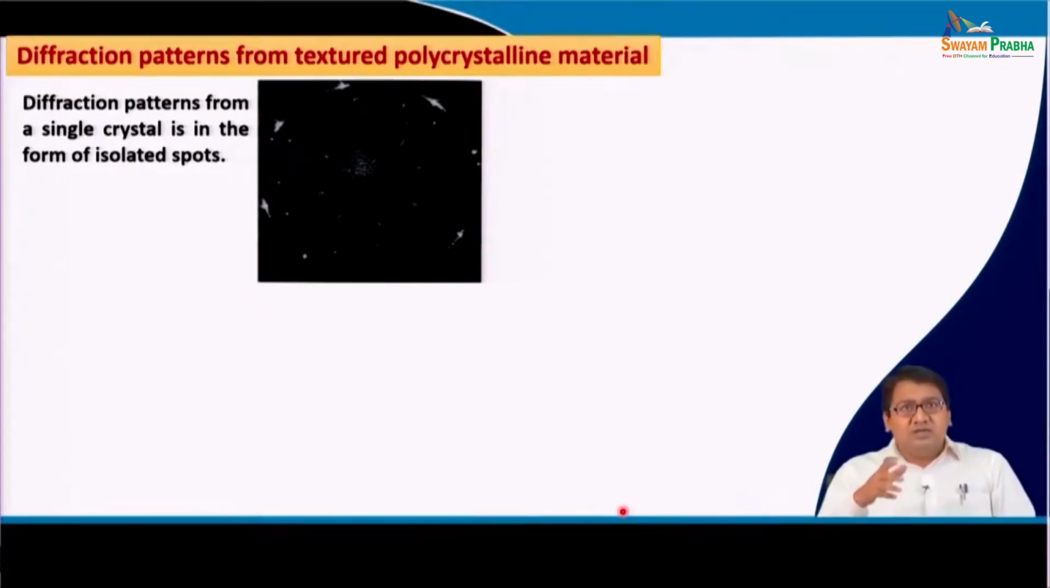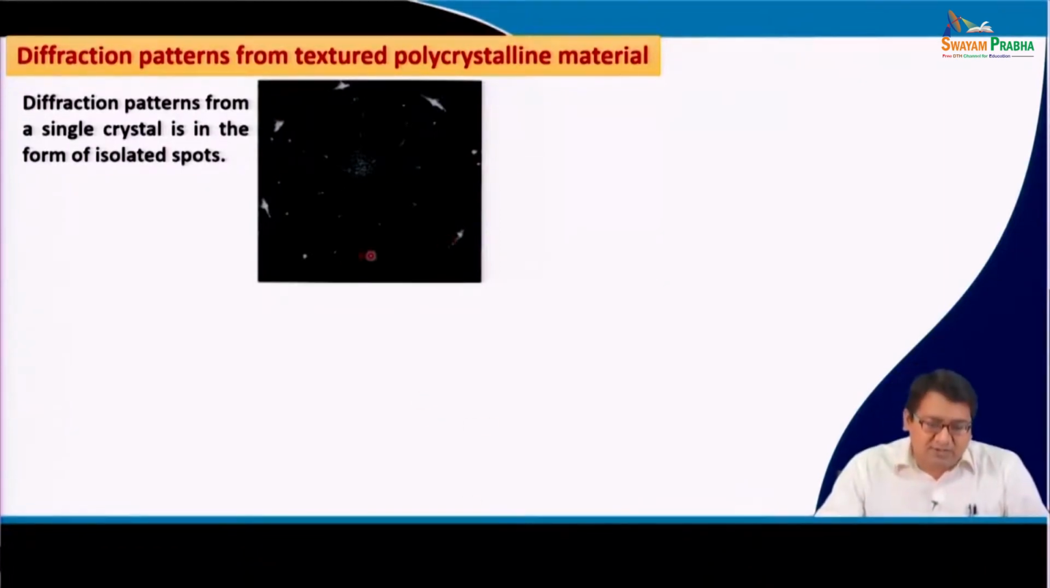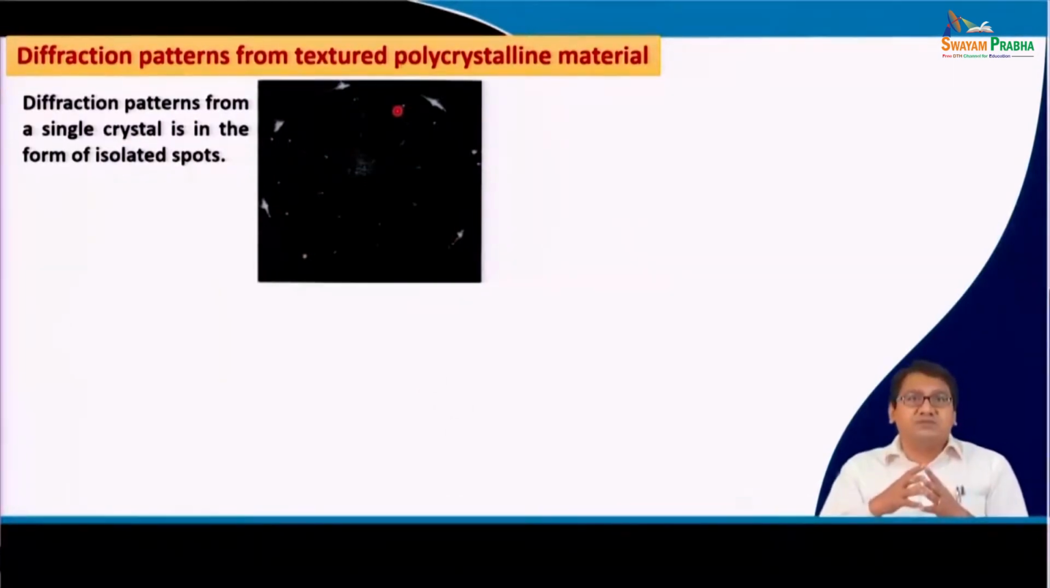So, let us start. If we take a single crystal, which is very strongly textured, of course, it has only one orientation with respect to the sample reference frame, and therefore, if we observe the diffraction pattern, we will observe spots, and we will always observe spots in the diffraction pattern. So, there will be isolated spots.